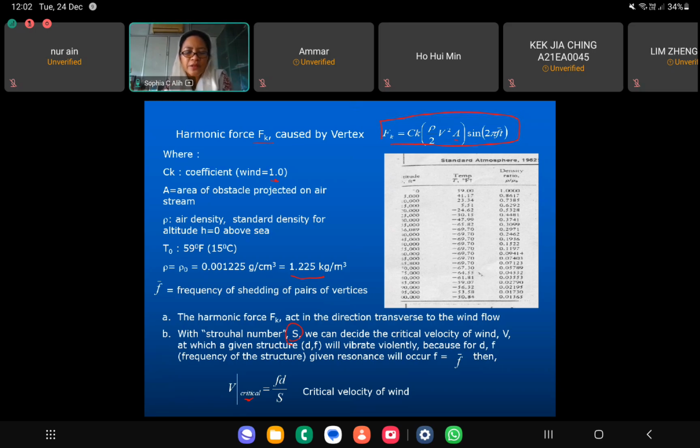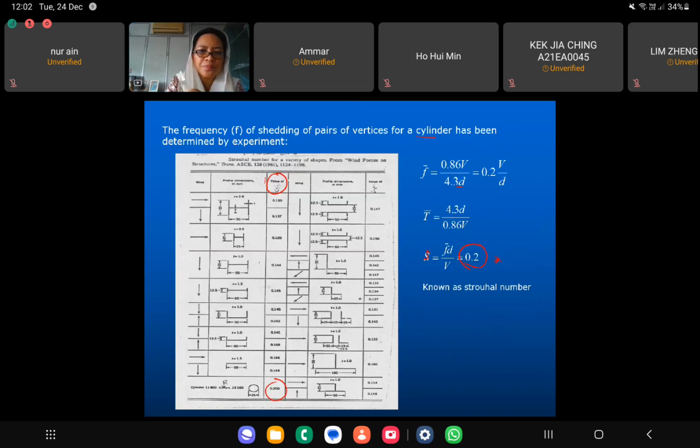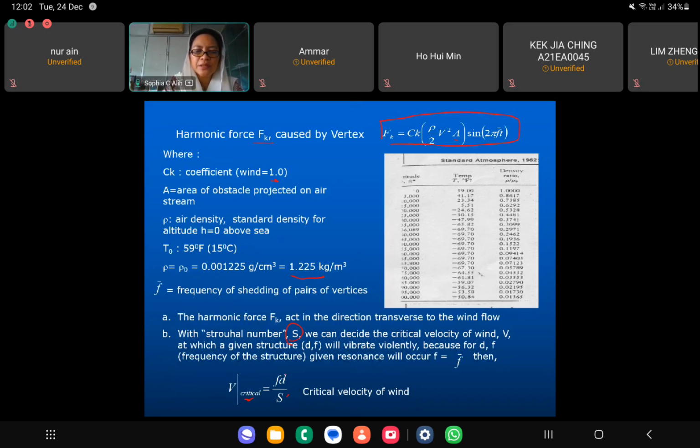So what this critical velocity is saying to you is that you get the critical velocity of your structure, which you can calculate using the frequency times diameter over the Strouhal number. The Strouhal number is the one you can get from here. For example, for the cylinder you have 0.2. And the diameter and also the frequency you can calculate.